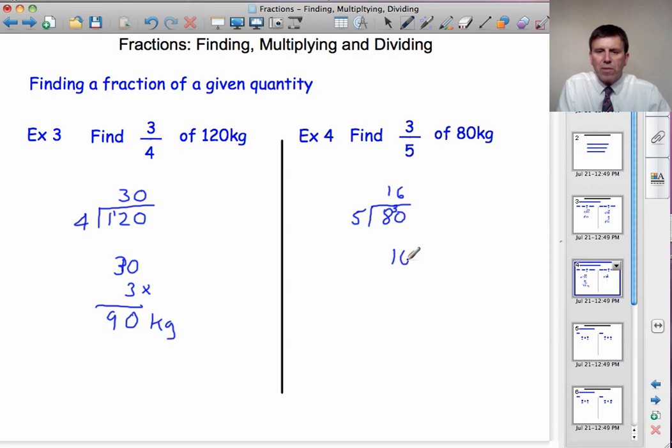And if we want 3/5, we simply have to multiply that 1/5 by 3. 6 times 3 is 18, carry the 1. 1 3 is 3, plus 1 is 4. So our final answer is 48 kilograms. So to find a fraction of a given quantity, we simply divide the quantity by the denominator of the fraction and multiply by the numerator.